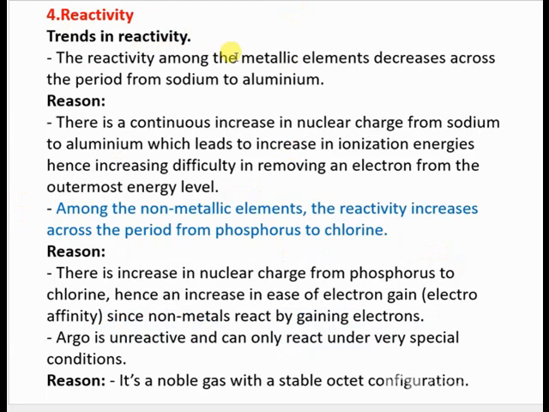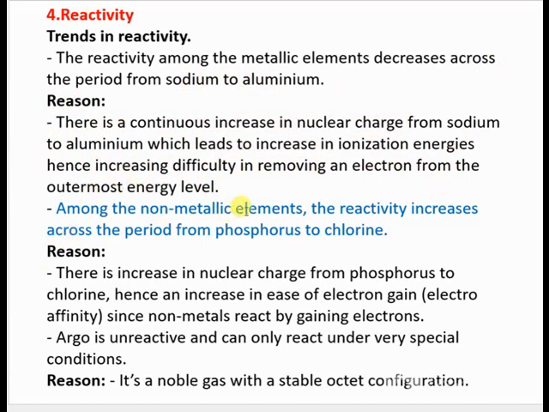Reactivity. The reactivity among the metallic elements decreases across the period from sodium to aluminium. The reason is there is a continuous increase in the nuclear charge from sodium to aluminium, which leads to an increase in ionization energies, hence increasing difficulty in removing an electron from the outermost energy level.